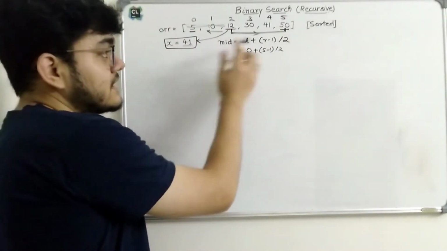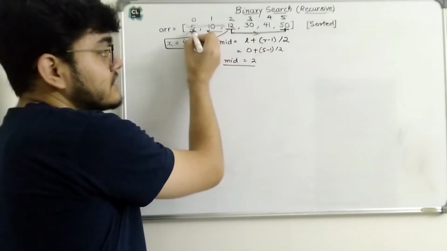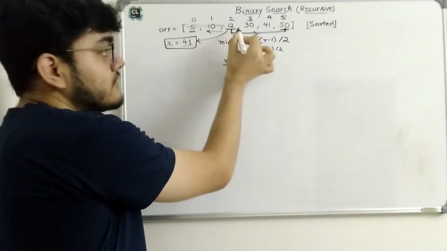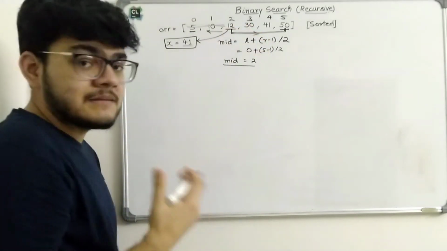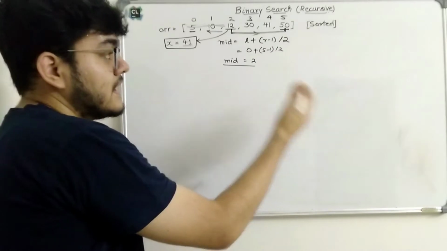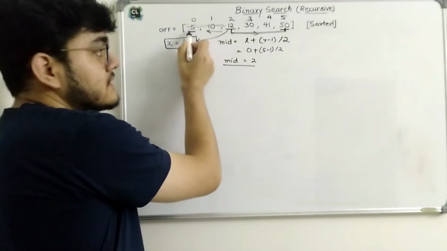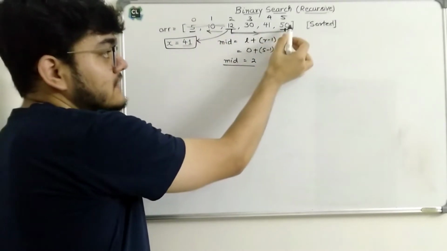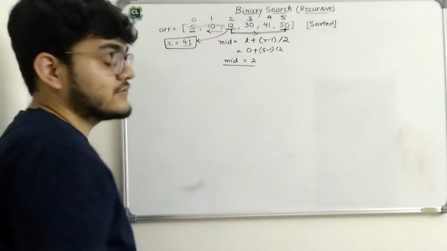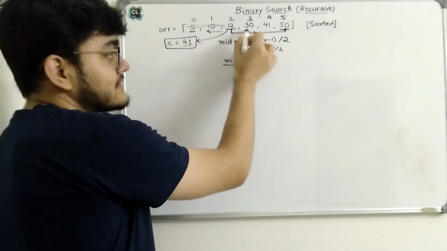So now we will have to again calculate the mid. The left position was initially 0. Now we will have to reassign it to the middle position, and the right position remains the same. In case we are considering the other part, the left position remains the same and the right position becomes the middle position, right? So now we know that it is going to lie here.